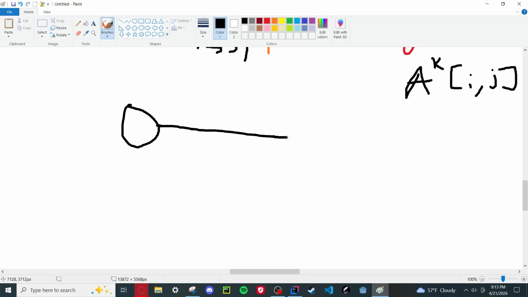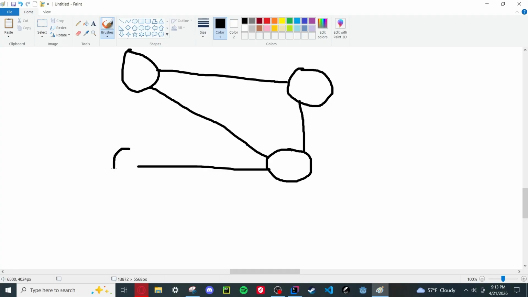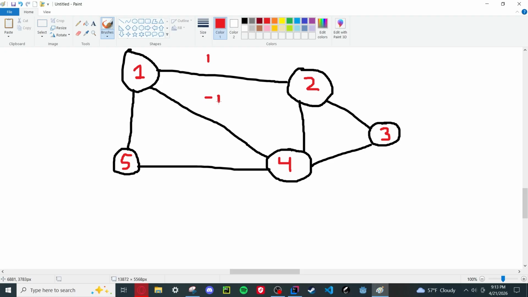So 1, 2, 3, 4, 5. Let's select this maybe. Let's say this is 1, this is 2, this is 3, this is 4, this is 5, and the weights are 1, negative 1, 5, 10, 3, negative 4.